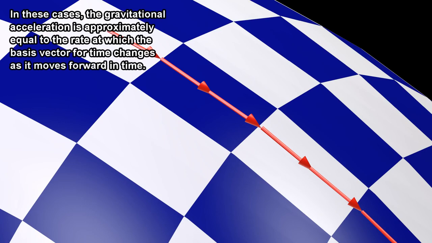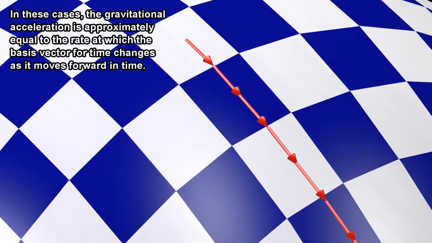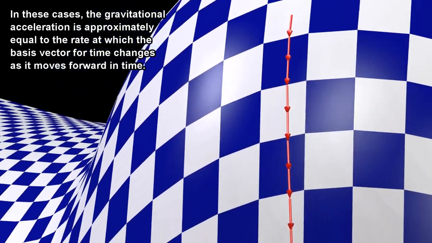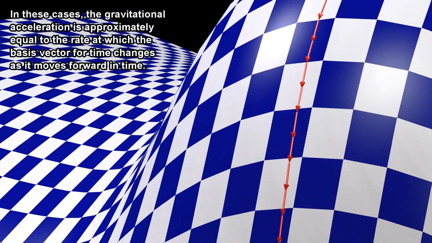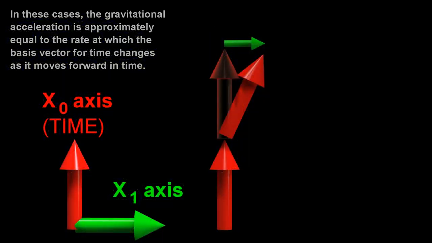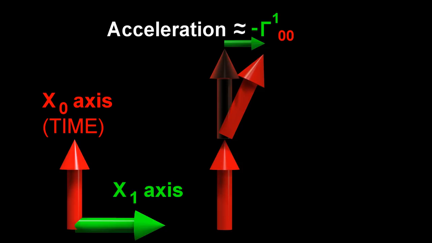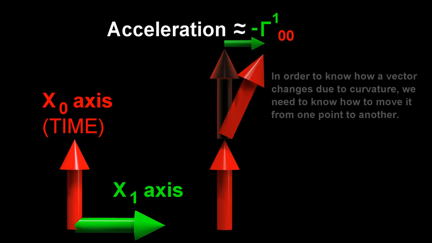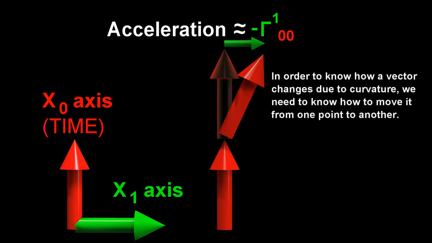In these cases, the gravitational acceleration is approximately equal to the rate at which the basis vector for time changes as it moves forward in time. This change is due to curvature. In order to know how a vector changes due to curvature, we need to know how to move it from one point to another.